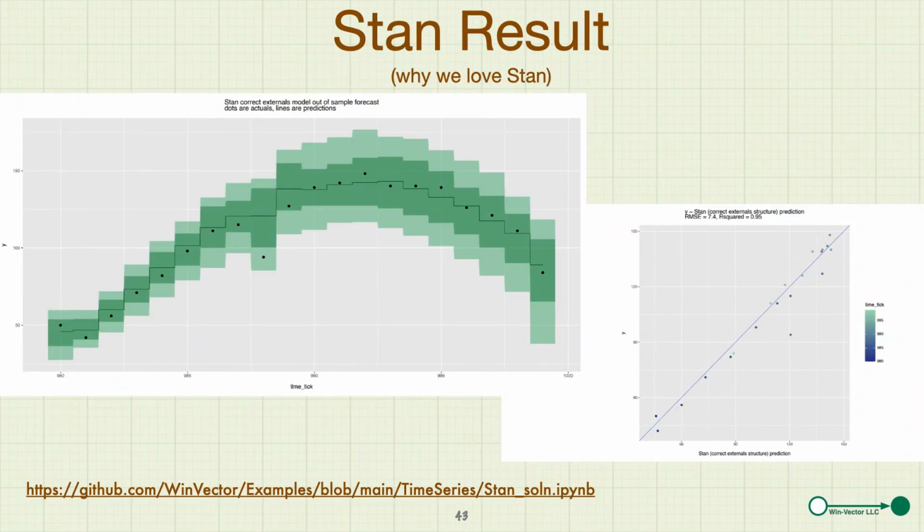Here's the Stan result, and this is why we love Stan. It's about the same quality as the ARIMA. It seems to maybe not quite like the external regressor as much, but it shoots its line right through where the future data later arrives, and it does have a good R squared. This is not the liar's graph; each one of these predictions is using no data past time 959.